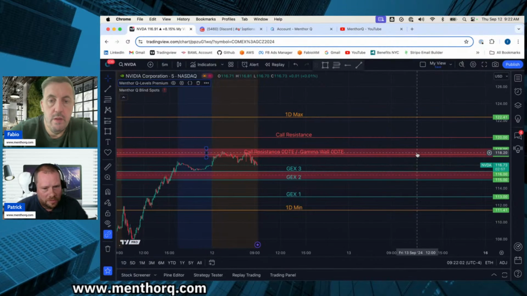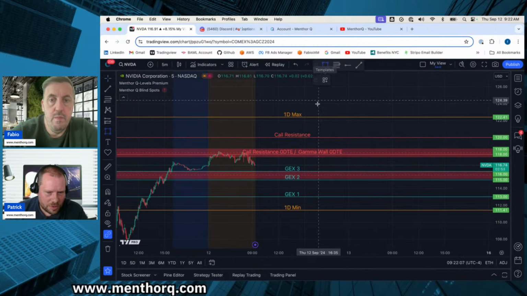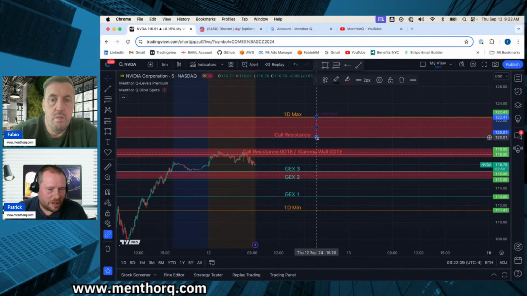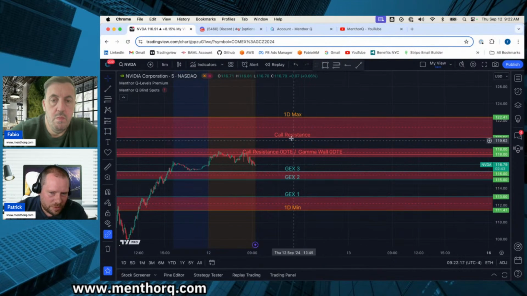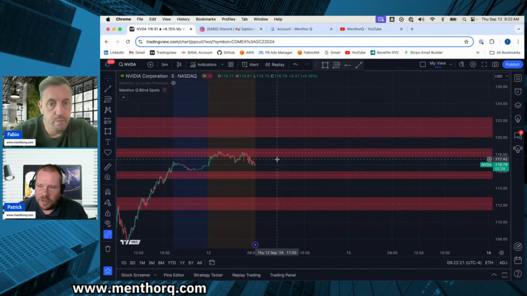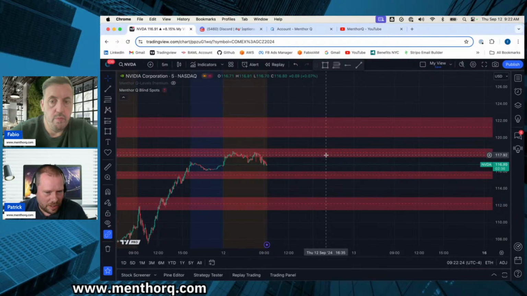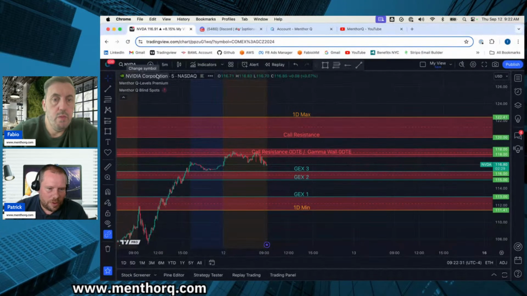So at the moment, we know exactly, based on the gamma levels, where we have our range. Our range is between the call resistance, GEX3 and GEX2. And our possible target area to the upside, if we're breaking out from the range, of course, is between call resistance and one day max, and down between GEX1 and one day min. So with this simple step, we have exactly our target. We know also where our open range is, and then what we can target. And this is so powerful, and this is something you get with our gamma levels, and amazing.